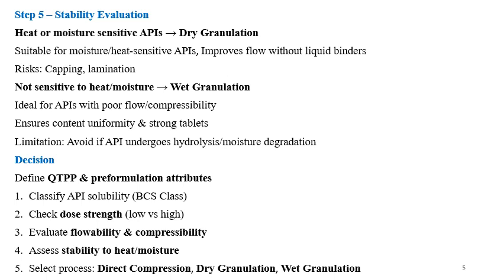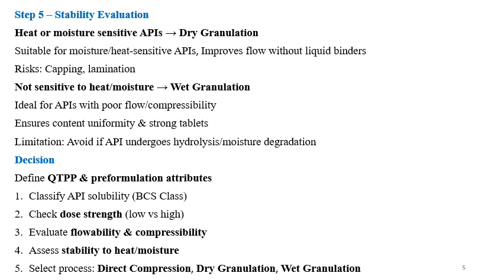Wet granulation can be done by water, hydroalcoholic, or by organic solvents. It is ideal for APIs with poor flow or poor compressibility. If the API is required to be dissolved in the binder to improve the solubility, then you can go for wet granulation. Then ensure the content uniformity and you will have good hardness tablets. Limitations of these wet granulation techniques are that these are required to be avoided if API undergoes hydrolysis or moisture degradation. So you need to make the decision considering the QTPP and pre-formulation studies.